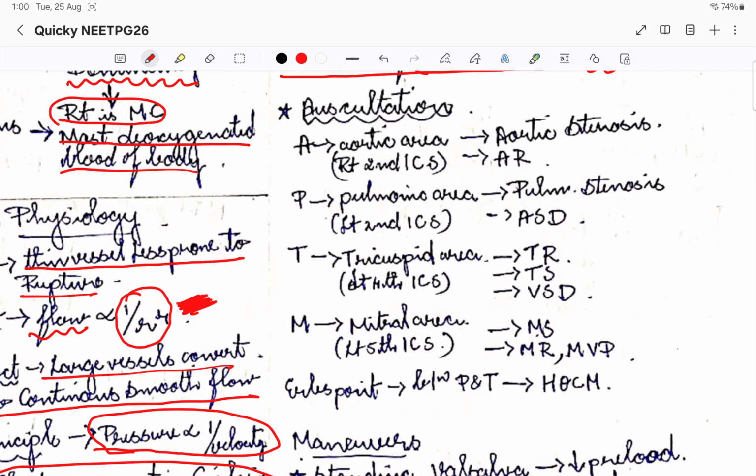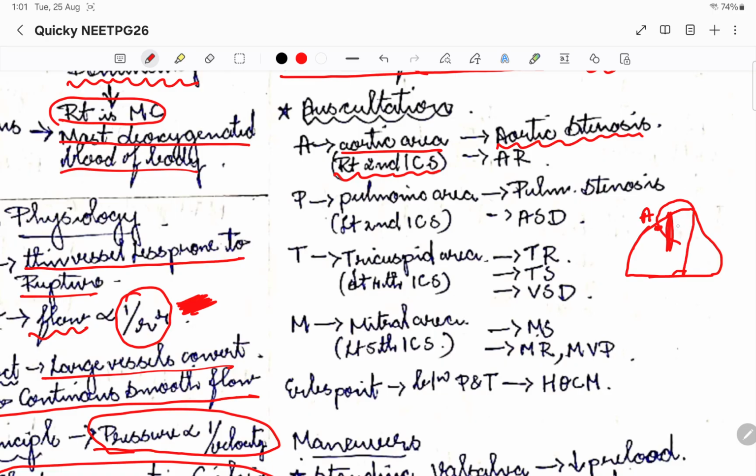Then M. The A is the aortic area, meaning all the aortic stenosis murmurs will be heard better in the aortic area. This is on the right second intercostal space. Suppose this is the chest, so here is the sternum, so the aortic area is on the right second intercostal space. Because the aorta will be traveling like this, right? So the aorta will be like this.